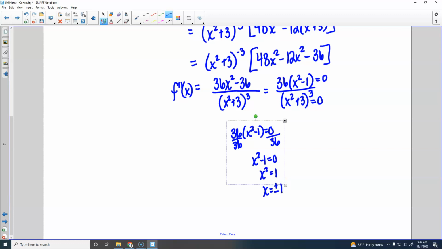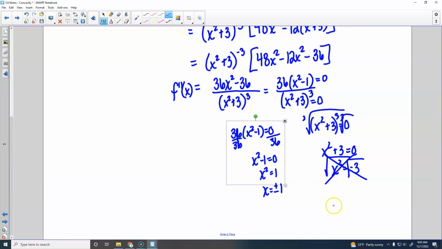What's going to happen over here? x squared plus 3 equals 0. It's not going to be the square root of 3, but if we cube root both sides, we get x squared plus 3 equals 0. We get x squared equals negative 3. And when you square root a negative, that's going to give you an imaginary number. Imaginary numbers are not going to give us any zeros, right? So you don't get anything out of this.